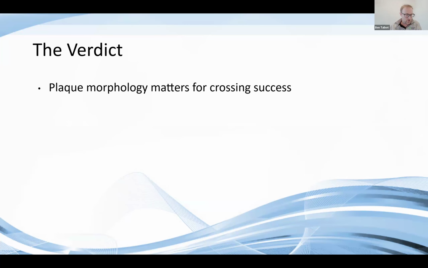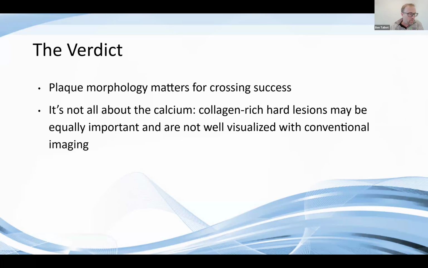So the big takeaway here, I think there are two very big key things that this study shows well. The plaque composition appears to very significantly matter for crossing success. And the second that I thought was very interesting: in their hard plaques, it's not just about calcium. These collagen-rich lesions may be equally important and certainly not as well visualized with our conventional imaging. These are very meaningful mechanistic insights that this study brings to light.